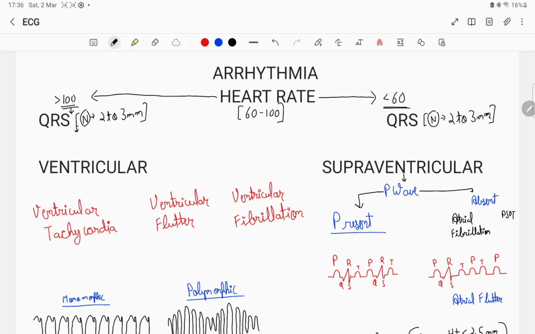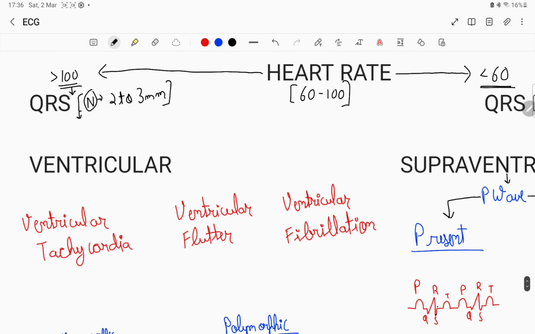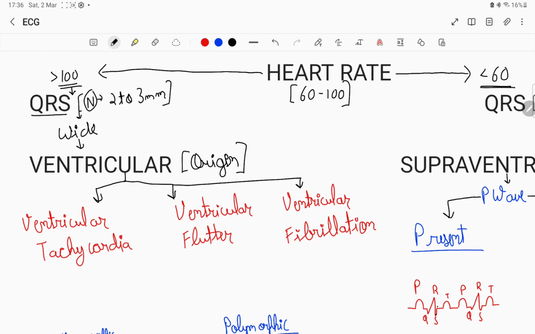Now, if the heart rate is more than 100, then we need to follow a pattern. First, we will look at the QRS complex. The normal width of QRS complex is 2 to 3 mm. So if there is a wide QRS complex, then such kind of arrhythmias are ventricular in origin, and we have three arrhythmias which are ventricular in origin. First is ventricular tachycardia, second is ventricular flutter, and third is ventricular fibrillation.